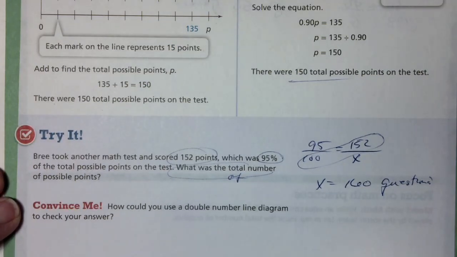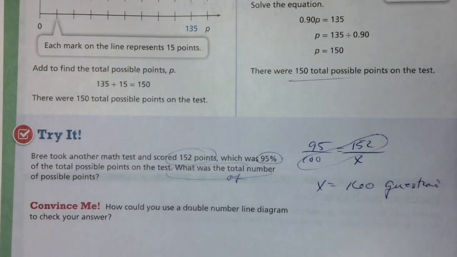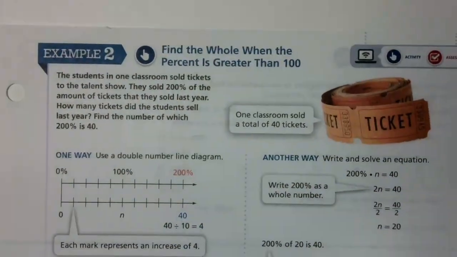And I'm sorry, but I'm not going to do the double number graph. I'm leaving that off. So let's go to page 381, example 2. Everybody has a preference, and I prefer not to do that.